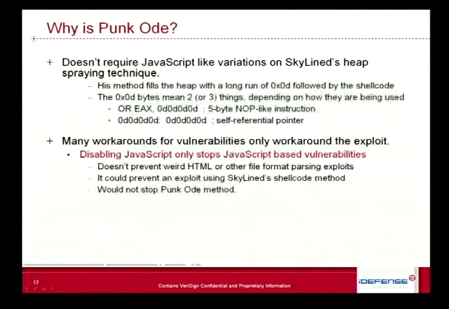Many workarounds for vulnerabilities only stop the exploit. Disabling JavaScript will only stop JavaScript-based vulnerabilities. If the vulnerability is in another part of the code which doesn't require JavaScript, then you could use a different exploit method. It would prevent the Skylined heap spraying method, but it wouldn't prevent this method of putting the shellcode in memory.